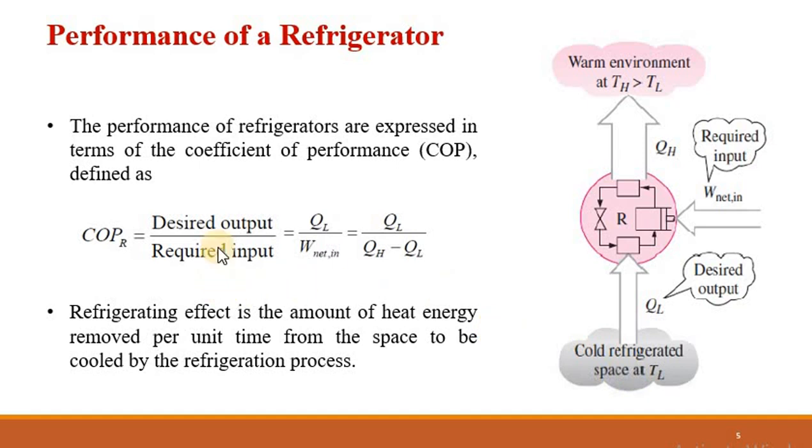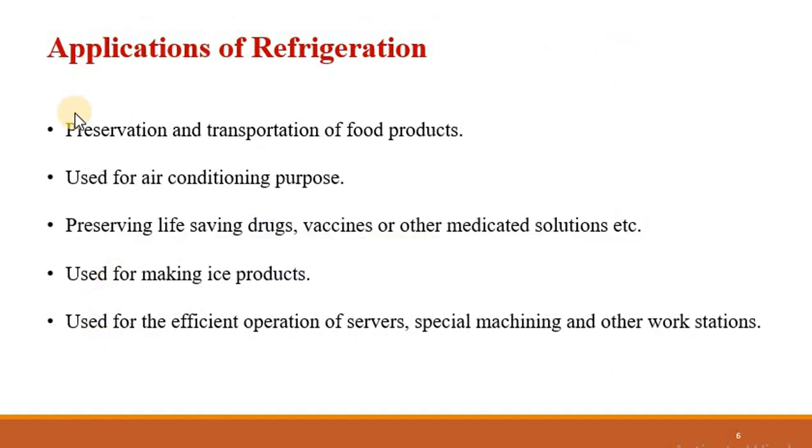Okay, so in this case, the coefficient of performance, which is the performance parameter here, COP, is denoted by desired output upon required input. So the desired output is the heat removal from the lower temperature, QL, while the required input is W net, which may be represented in the form of this formula. Refrigerating effect is the amount of heat energy removed per unit time from the space to be cooled by the refrigeration process.